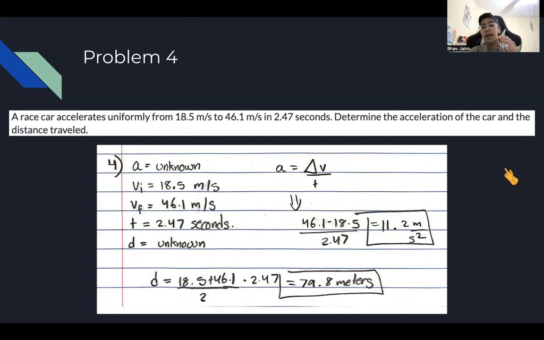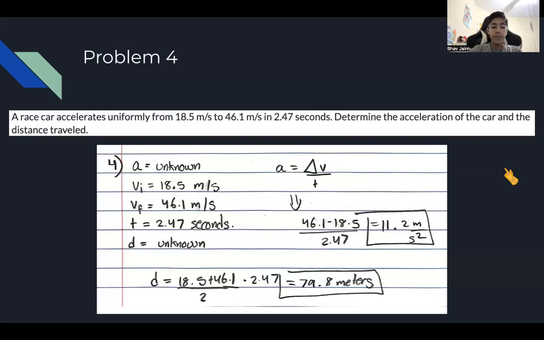So a very simple equation for acceleration is delta v over t, which means the change in velocity over time. So the change in velocity is going to be vf minus vi, so 46.1 minus 18.5, over the time in seconds, which is 2.47. So we get the acceleration equals 11.2 meters per second squared.